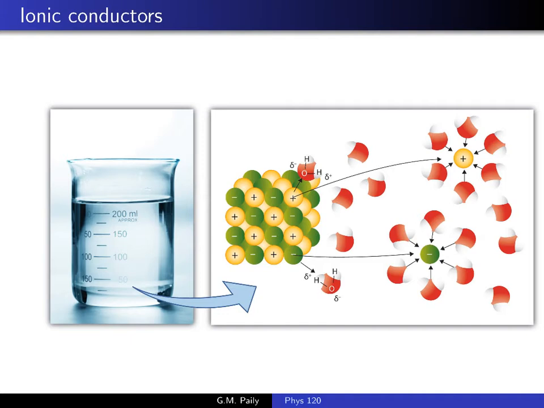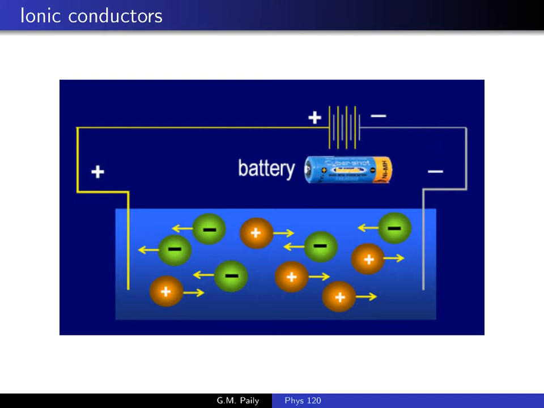And so, in the solution, that is the salt solution of NaCl in water, we have sodium ions, which are positively charged, and chlorine ions, which are negatively charged. If we were to put two rods connected to a battery, the positive rod would attract the negatively charged chlorine ions, and the negative rod would attract the positively charged sodium ions.